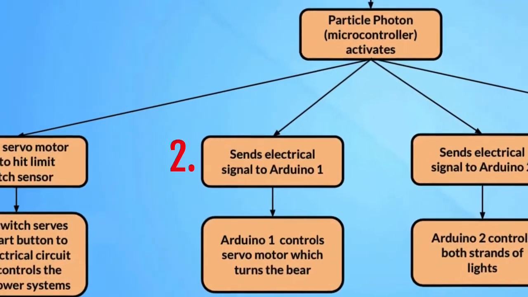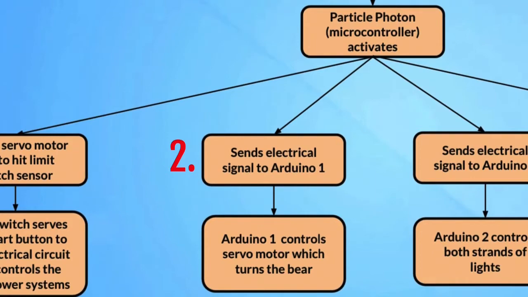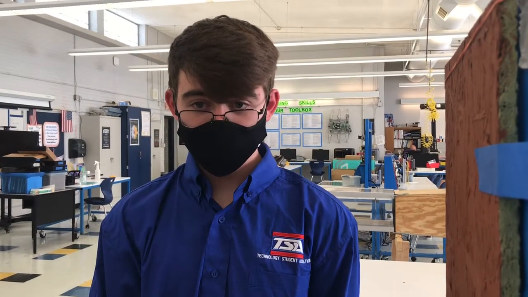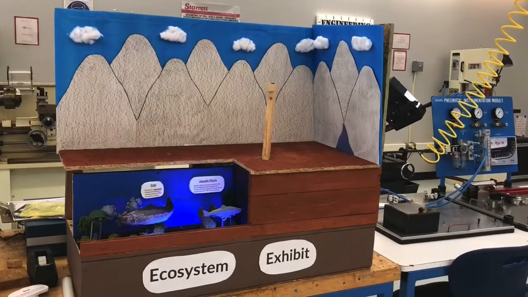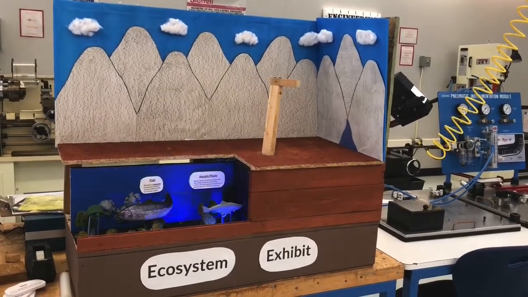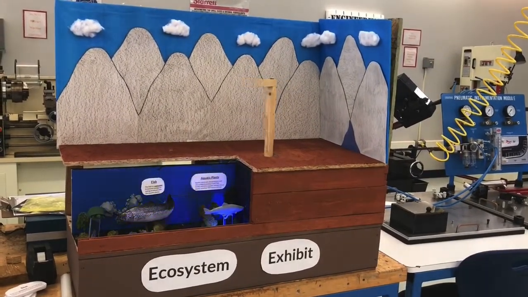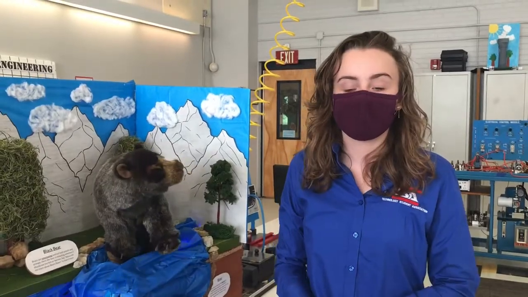The second thing the Photon does is send an electrical signal to an Arduino microcontroller. Once this microcontroller receives a signal, it controls this servo used with the bear. The bear moves through the use of an interior skeleton, which is attached to the servo motor. This is our third movement.